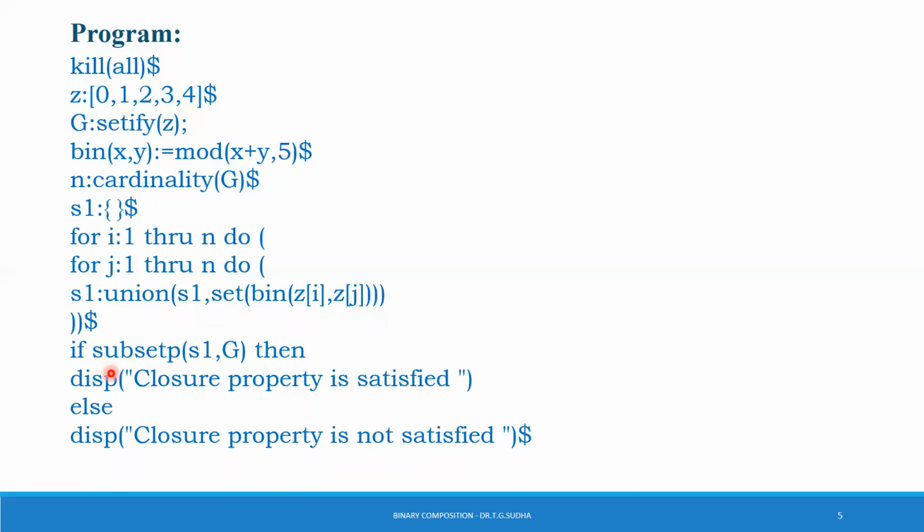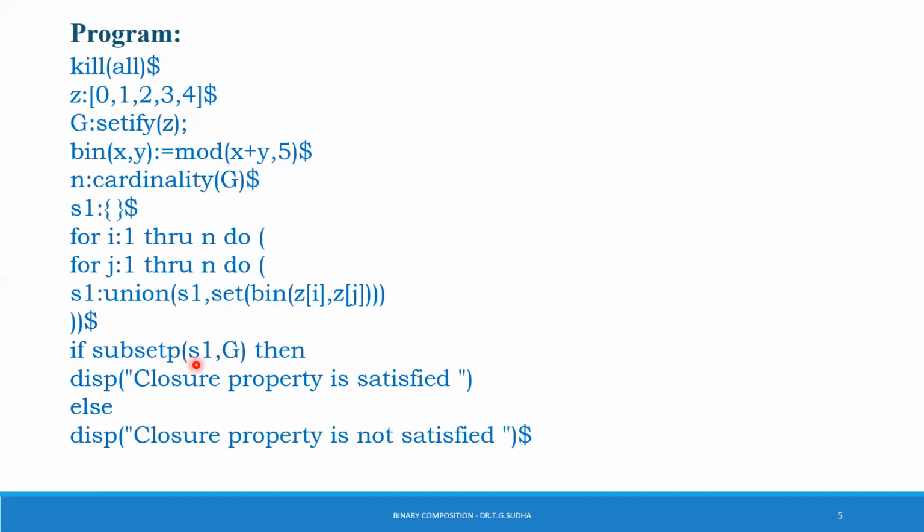Next, what is this command, subset P? It returns true if S1 is a subset of G. What are the elements in S1? They are the elements which we obtain after the operation, that is, the addition modulo phi operation.